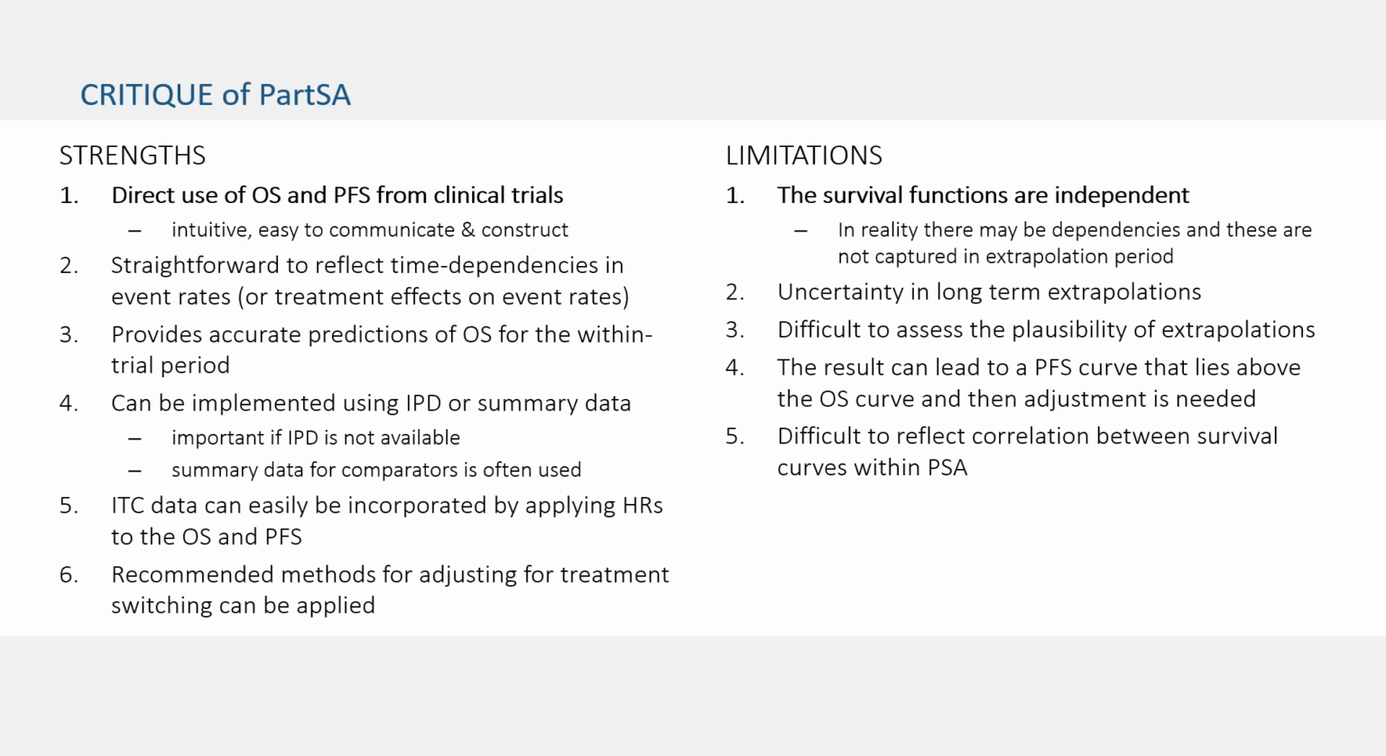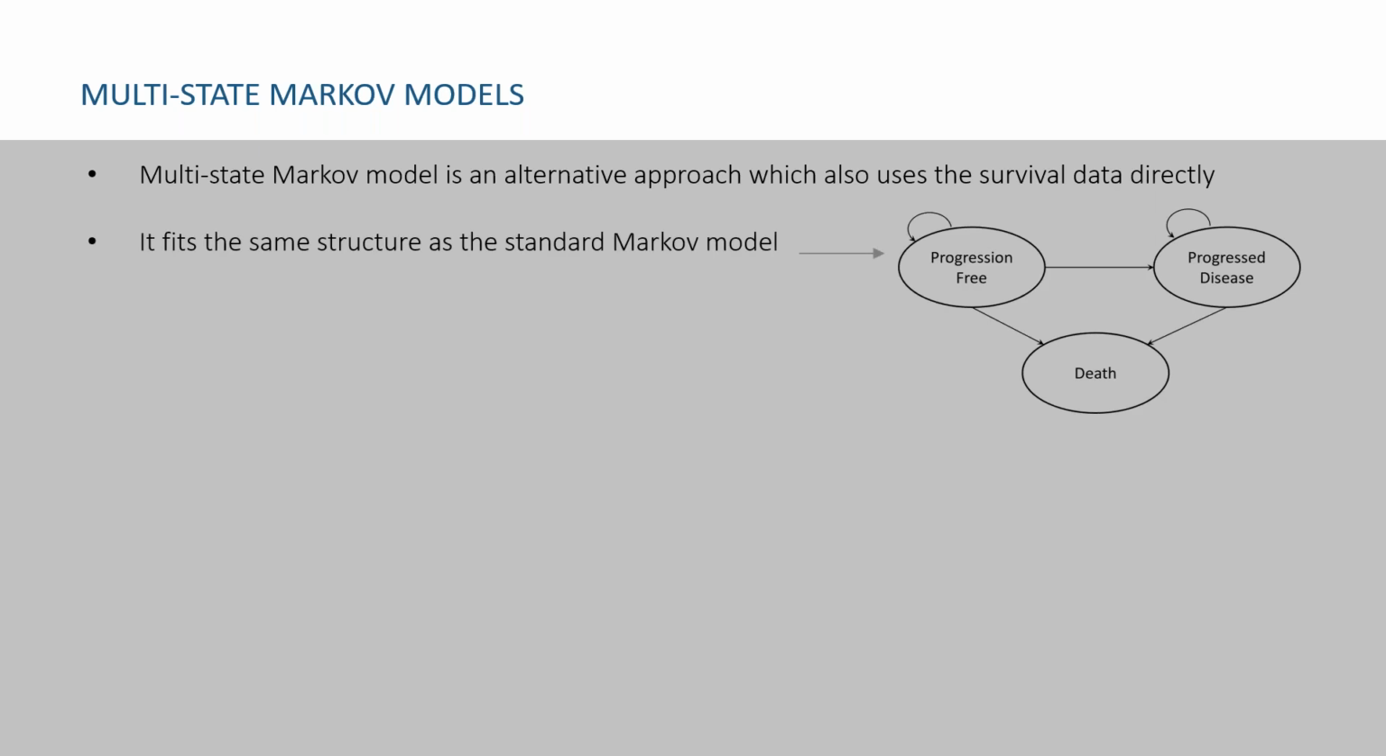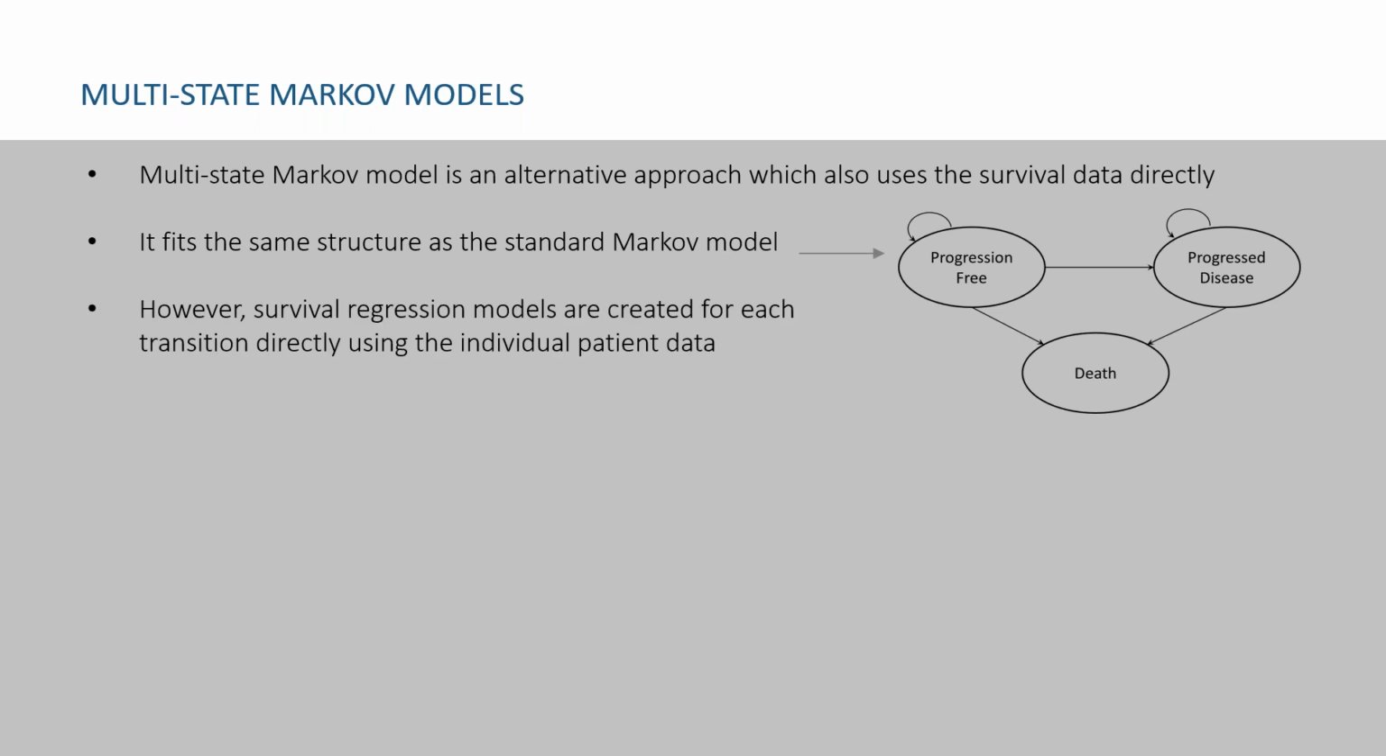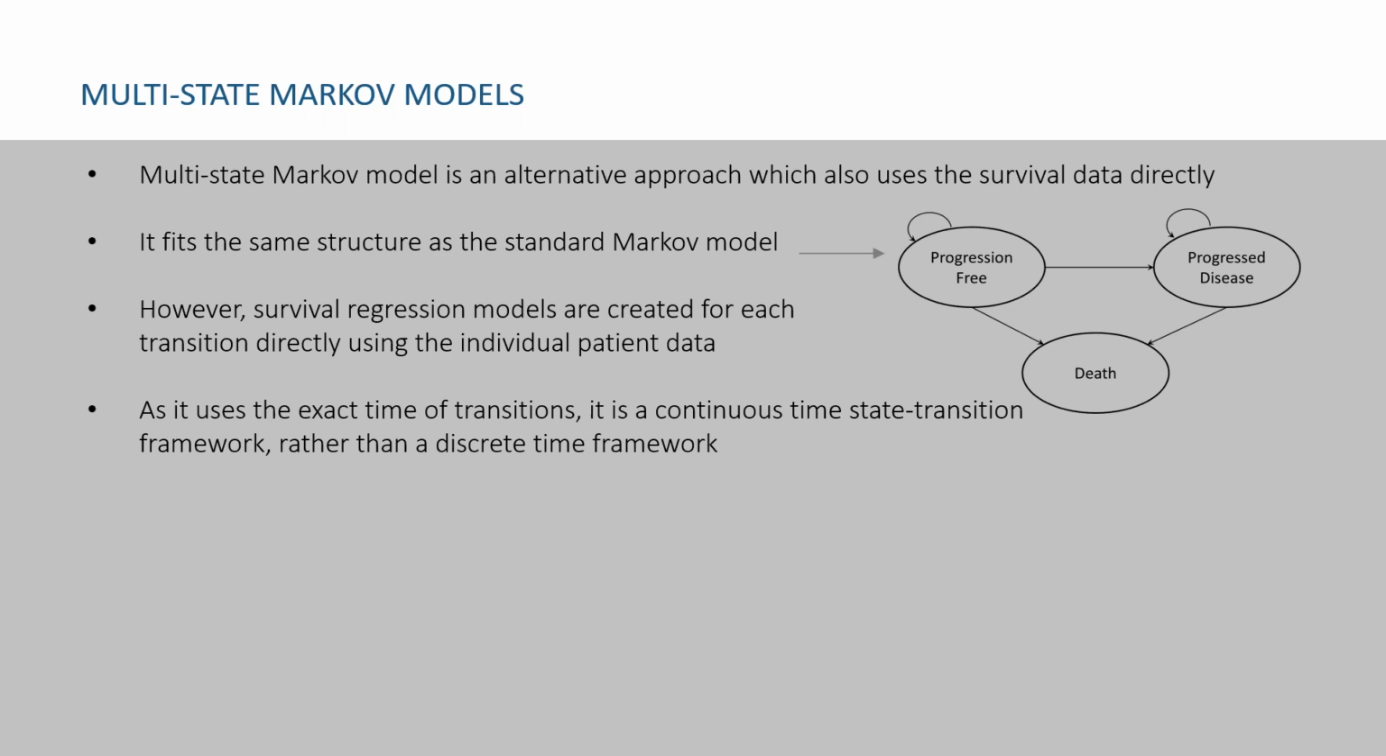So something else that the DSU also mention is an alternative approach to both partition survival analysis and Markov models, which is a multi-state Markov model. It fits the same structure as the standard three-state health state model, which we've already discussed, with progression-free, progressive disease and death. However, survival regression models are created for each transition directly using the individual patient data. And it uses the exact time of transition, so this means that it's a continuous time framework rather than a discrete time framework. And because of this, it's usually built in statistical packages such as R.